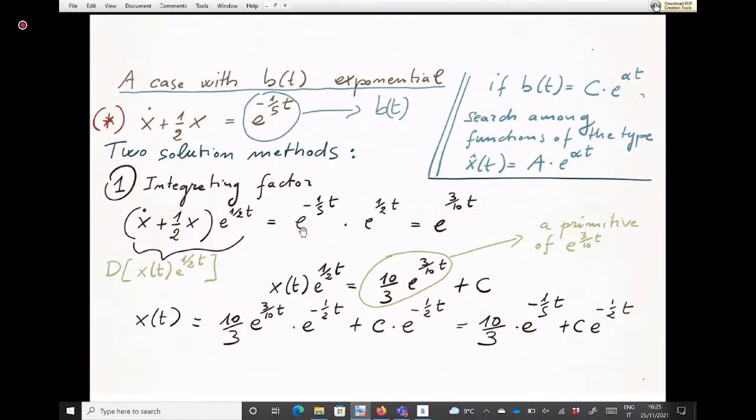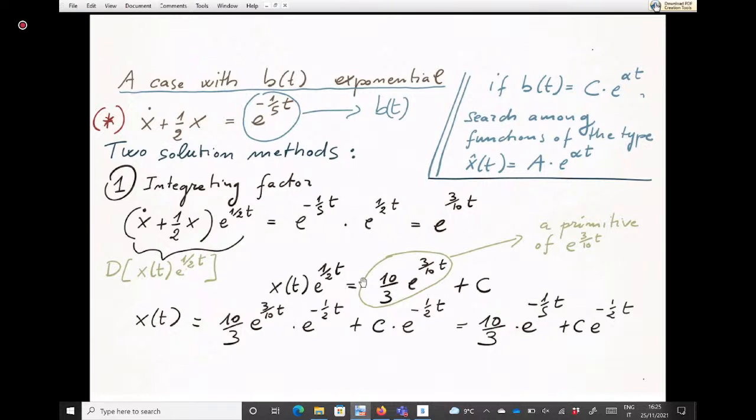Here we are lucky, there is no integration by parts because it's the product of two exponentials. They just have two different coefficients at the exponent that multiplies t. So the product of the two is exponential of 3 over 10 t. But this is the derivative of x(t) times exponential of 1/2 t. So when I take the integral of a derivative, I get x(t) exponential of 1/2 t is equal to the integral of this. But this is an elementary integral. It's 10 over 3 exponential of 3 over 10 t plus a constant.